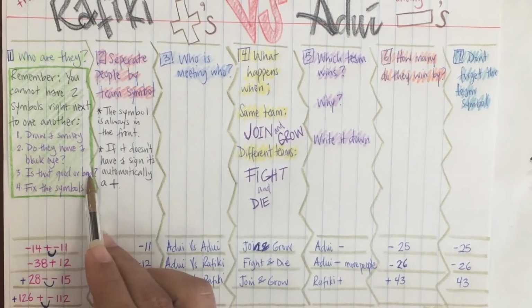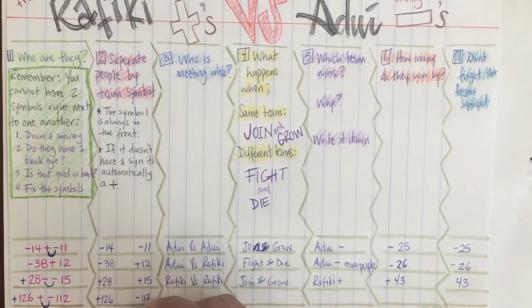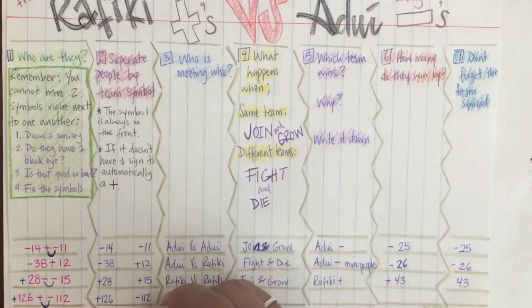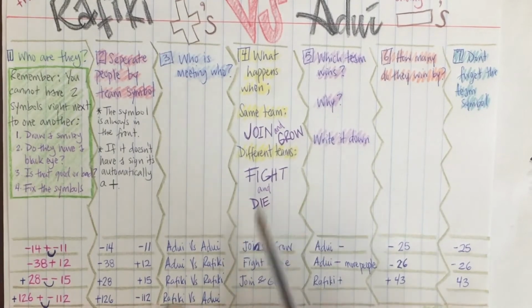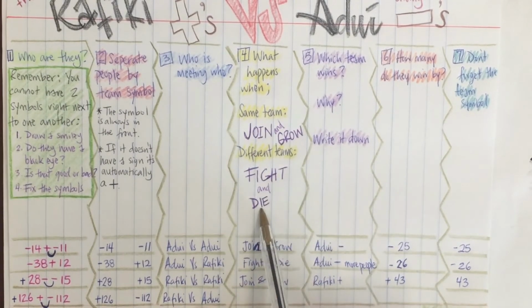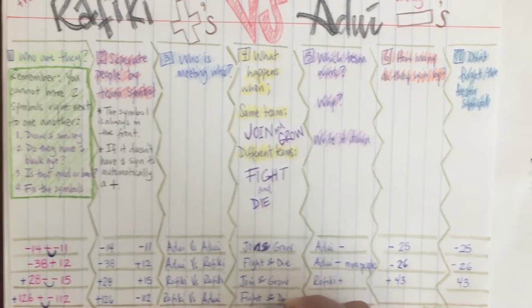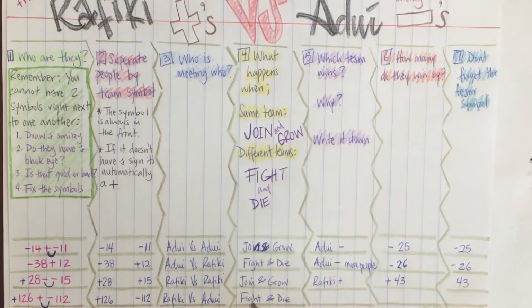So it's positive 126, and then that's bad. So that's going to be negative 112. Who's meeting who? Rafiki is meeting Adui. Positive versus negative. What's going to happen when different teams meet? They're going to fight. They're going to clash. They're going to beat each other up. They're going to fight and die.